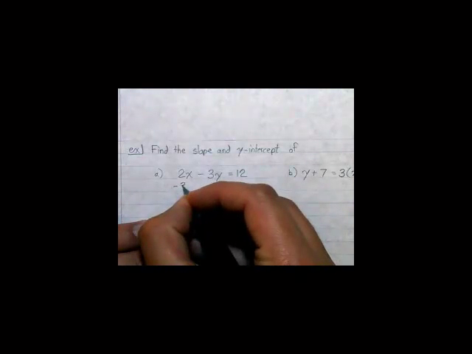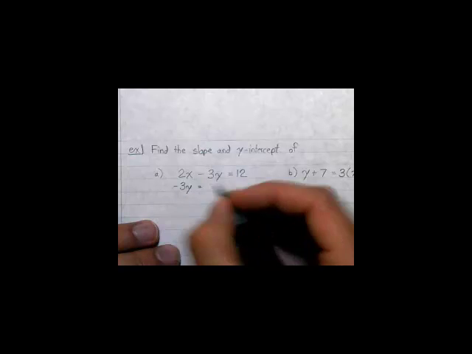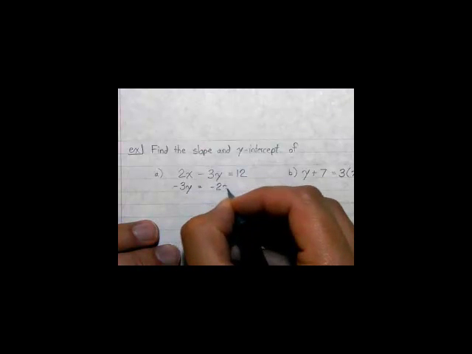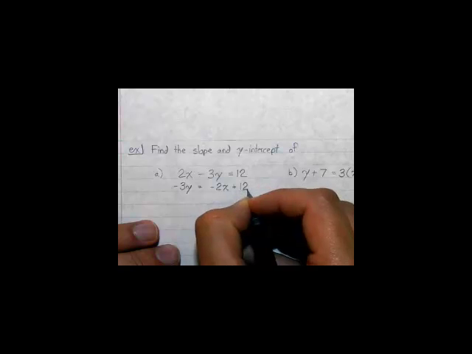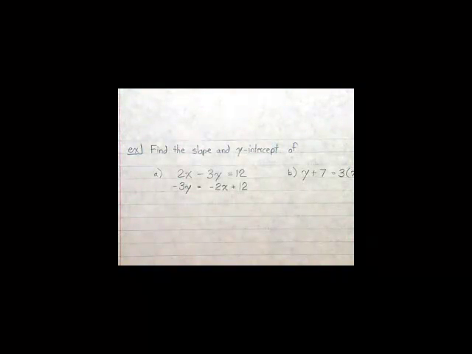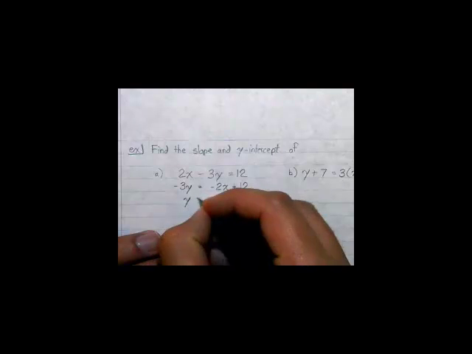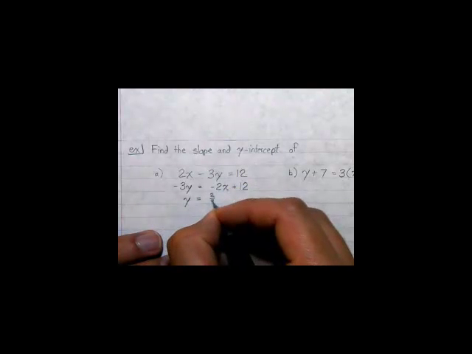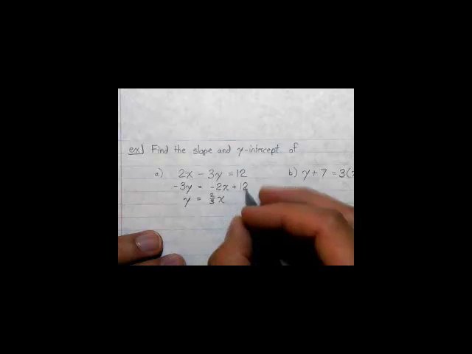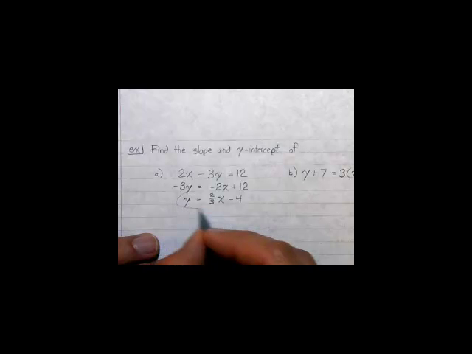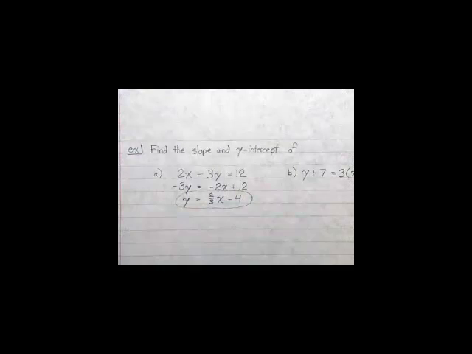So we've got negative 3y, and I'll just put the negative 2x first, just so we're starting to look the way we want to look here. Negative 3y equals negative 2x plus 12. Okay, and then? Yeah, divide everything by negative 3. So y equals, this would be a positive 2/3 x. 12 divided by negative 3 is negative 4. Okay, so in the slope-intercept, we've got 2/3 x minus 4.